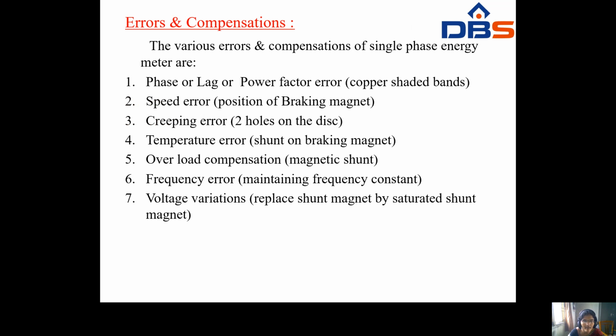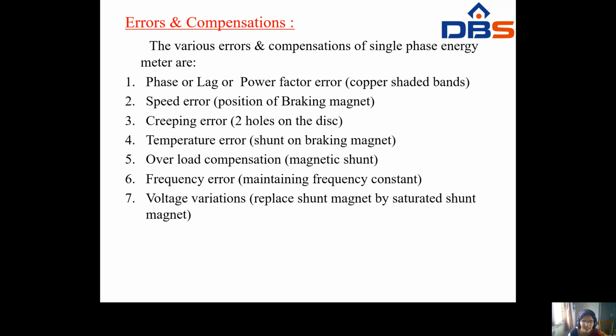See, the various errors that occur in an energy meter and how you can compensate for them. The various errors and compensation of a single phase energy meter. First error is what? Power factor error. In some cases, because of distortions in the power factor, errors will occur. Those errors will be reduced by using the copper shading bands. So here you have to shade the bands.